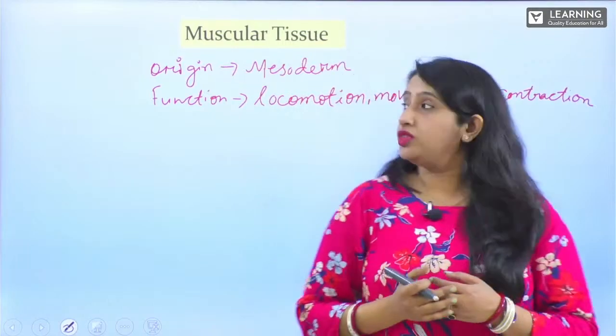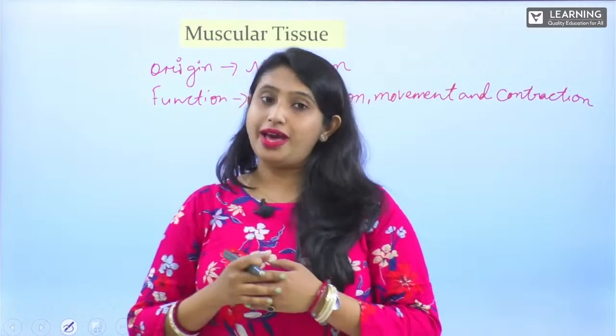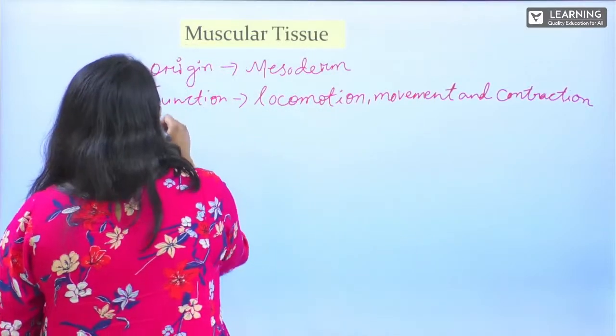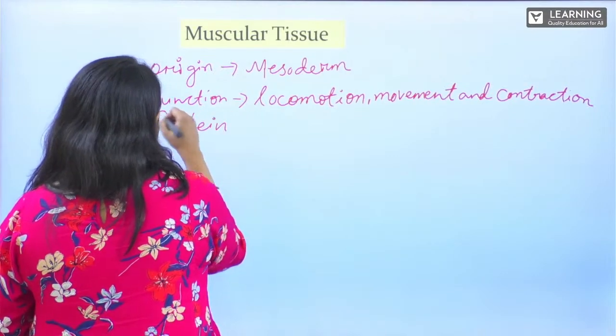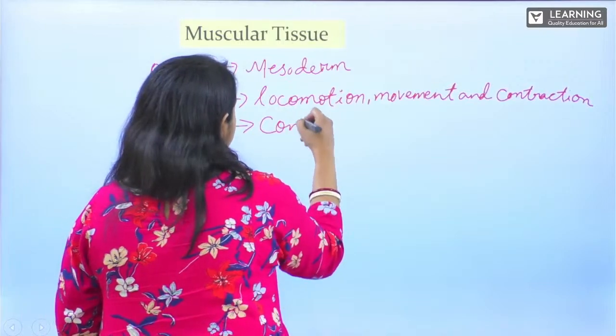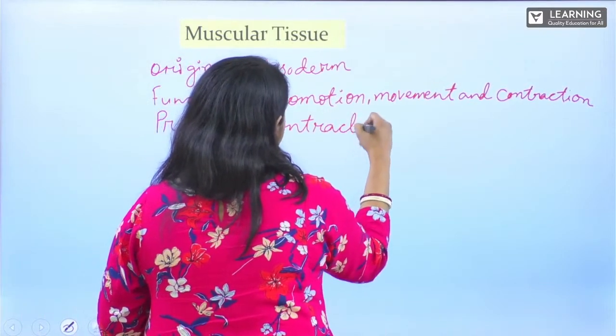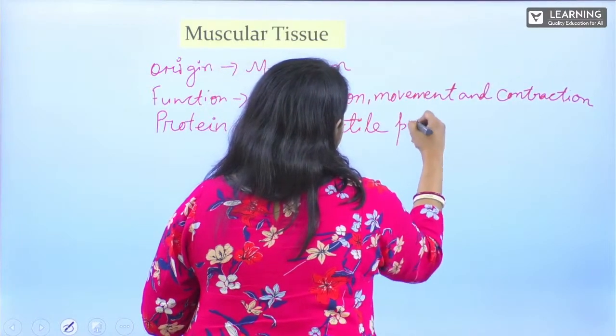Now, this muscular tissue consists of a protein that is known as contractile protein. So the protein which is present in muscular tissue is contractile protein.